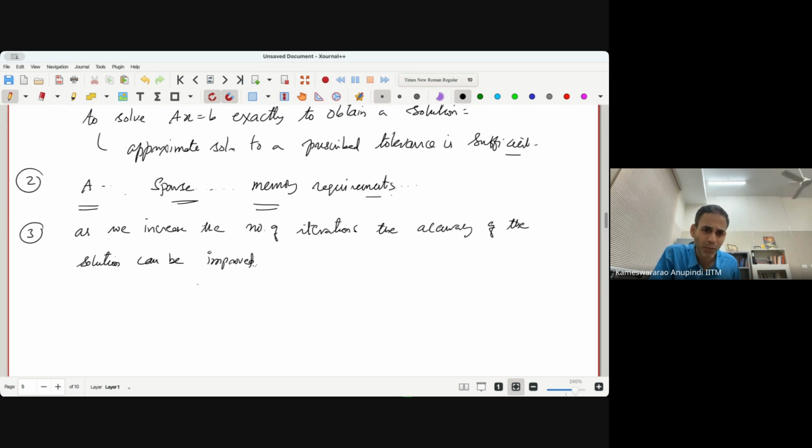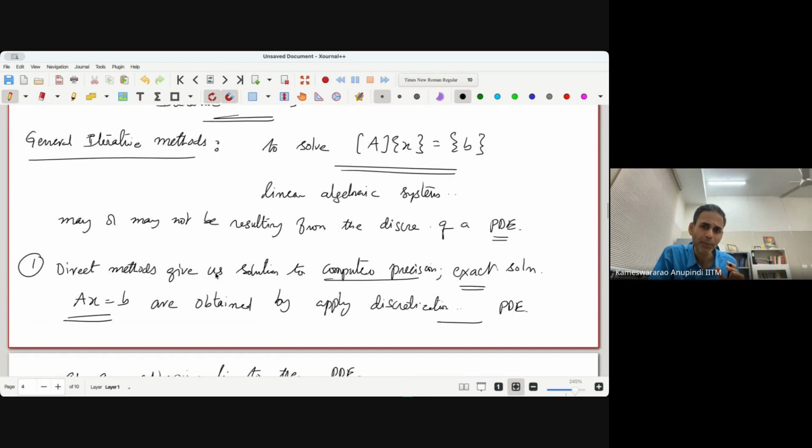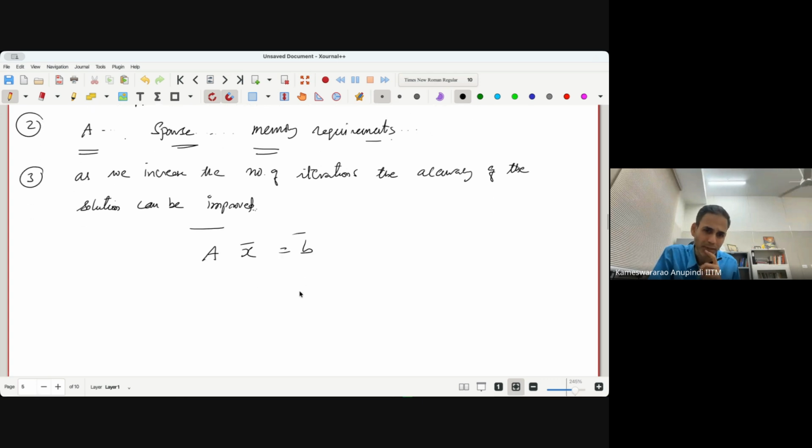With this motivation, we will look at how a general iterative method is going to work for solving Ax equal to b. I'm going to write Ax equal to b, but then we realize that A is a matrix, and x and b are vectors.